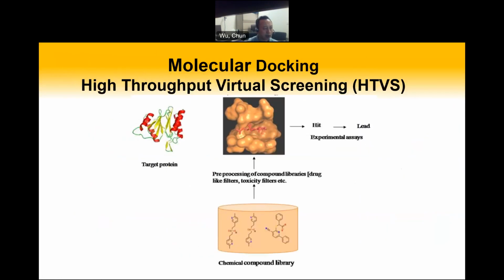Molecular docking is a powerful tool. Given a drug target structure, given the active site, we can use a molecular docking program to dock the ligand into the binding pocket and output the docking score. And if we repeat this for a large library of compounds, then we can sort based on the docking score to pick the top hits. And that's literally high throughput virtual screening.